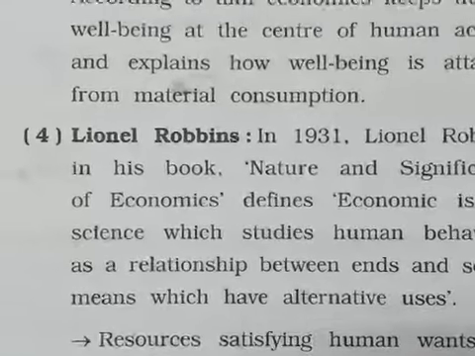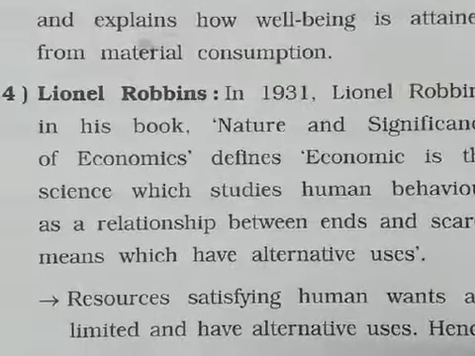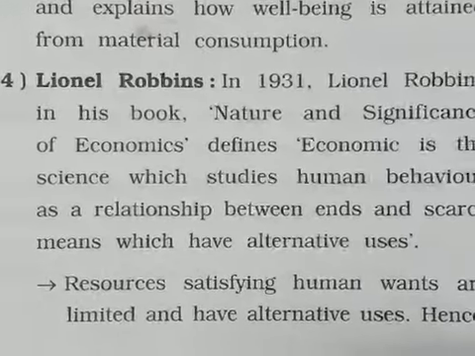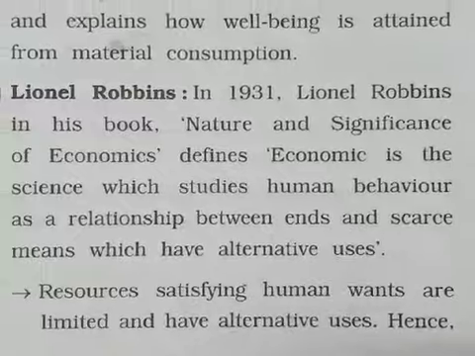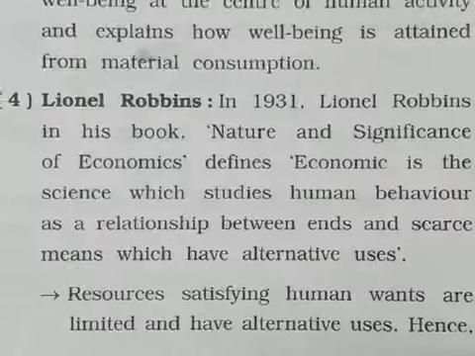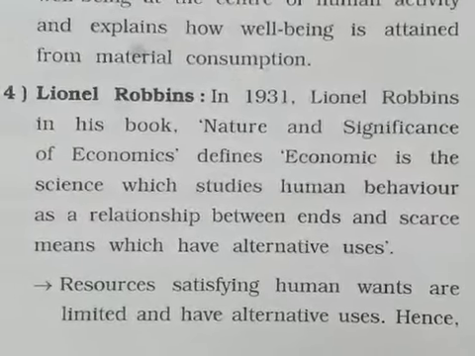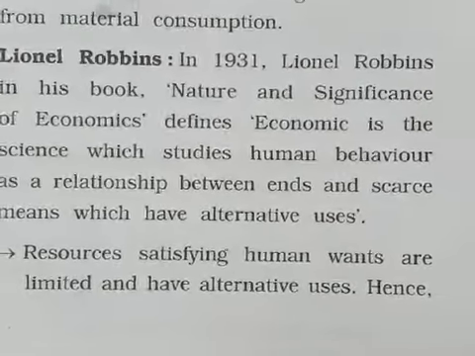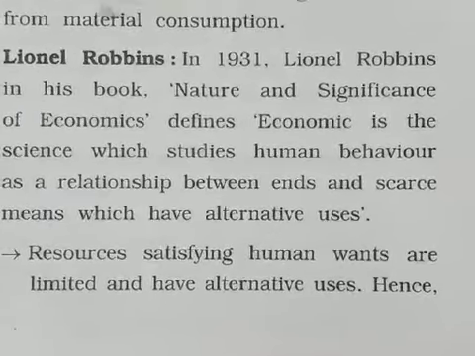Then after, Lionel Robbins, the fourth one from the Western scientists. In 1931, Lionel Robbins, in his book Nature and Significance of Economics, defines that economics is the science which studies human behavior as a relationship between ends and scarce means. Scarce means having difficulties, means which have alternative uses. Resources for satisfying human wants are limited and have alternative uses.